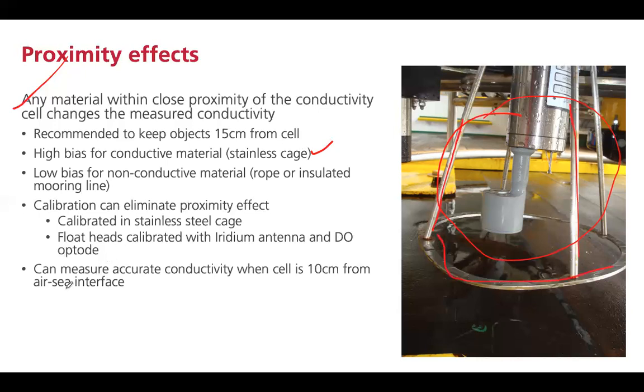And the last thing to point out is that the air-sea interface, in fact, makes a difference too. But we've done some experiments, and we know that we can measure conductivity to within our accuracy specification of 0.003 millisiemens per centimeter, all the way till 10 centimeters from the surface. So if you have a float and it reaches 10 centimeters from the surface, you'll still get very accurate readings.